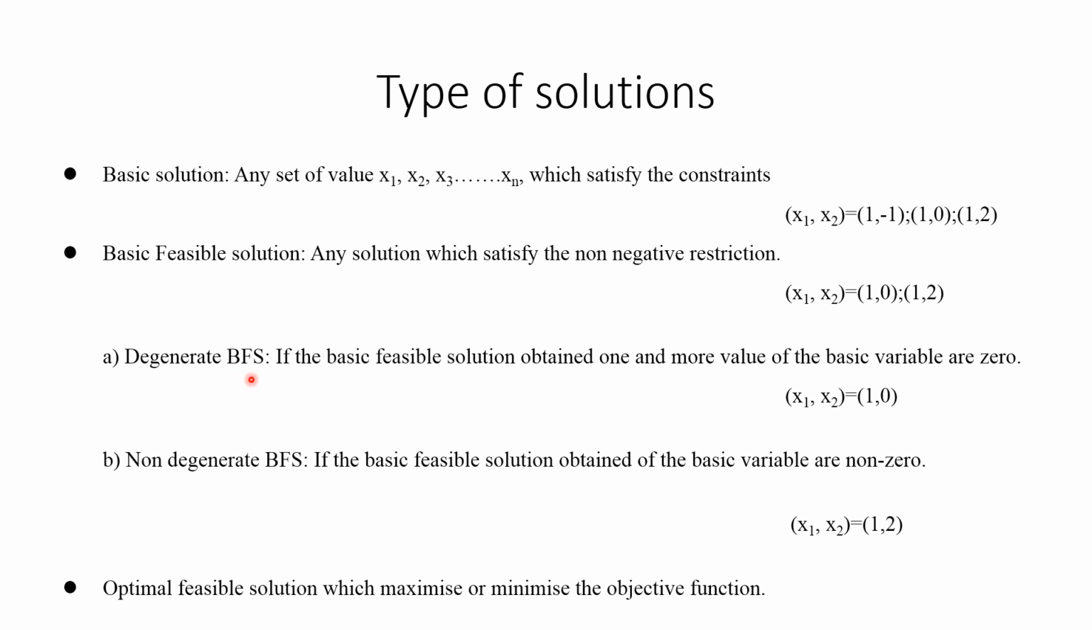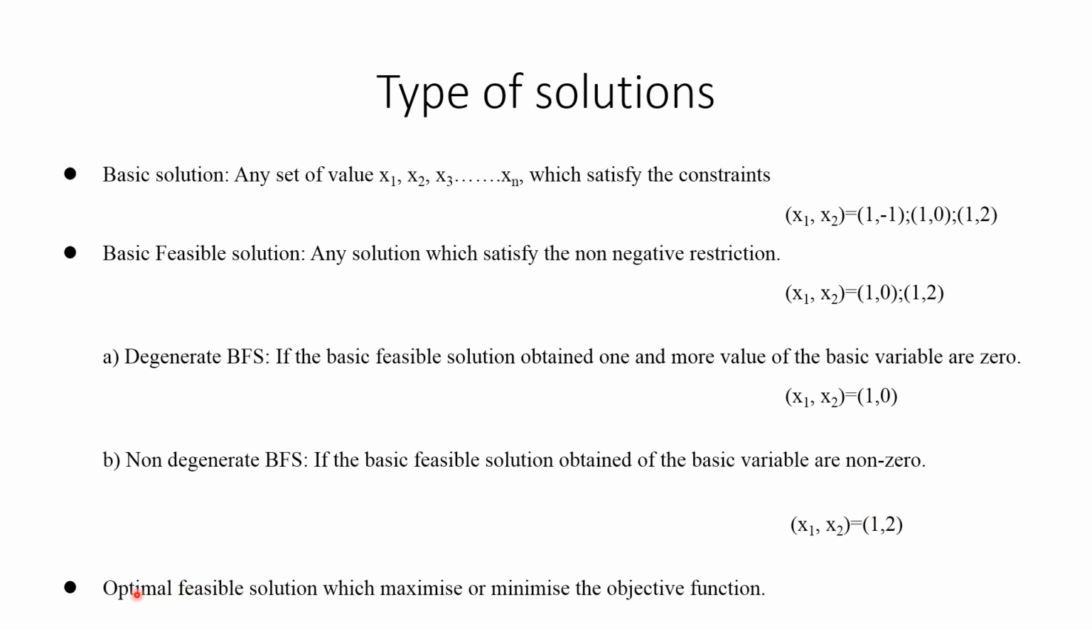Degenerate means if the basic feasible solution obtained has one or more values of basic variables equal to 0. In this example we have one pair, that is (1, 0), so this is known as a degenerate basic feasible solution. Non-degenerate means the basic feasible solution obtained has all basic variables non-zero. So (1, 2) will be our non-degenerate basic feasible solution.